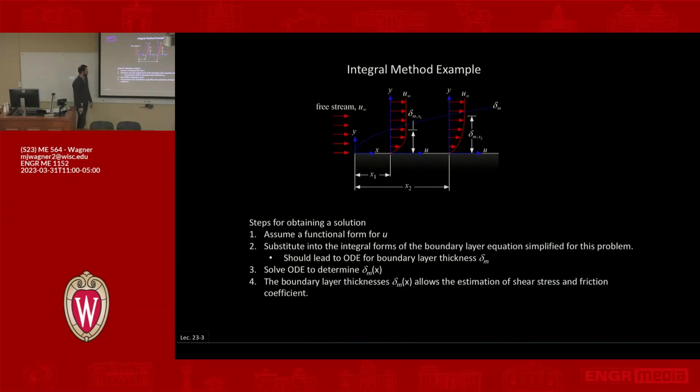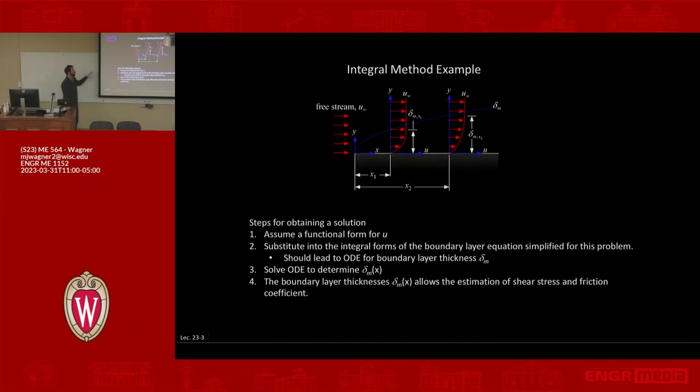You'll be able to solve for the convexity coefficient. Okay, so you have that functional form of u. You substitute that into the integral forms of the boundary layer. It should lead to an ODE. That ODE is going to be in terms of the delta that you are trying to solve for, delta m or delta t. So you have an ODE in that delta variable. You solve that ODE, and then the boundary layer thickness, delta m(x), allows for estimation of the shear stress and friction coefficient.